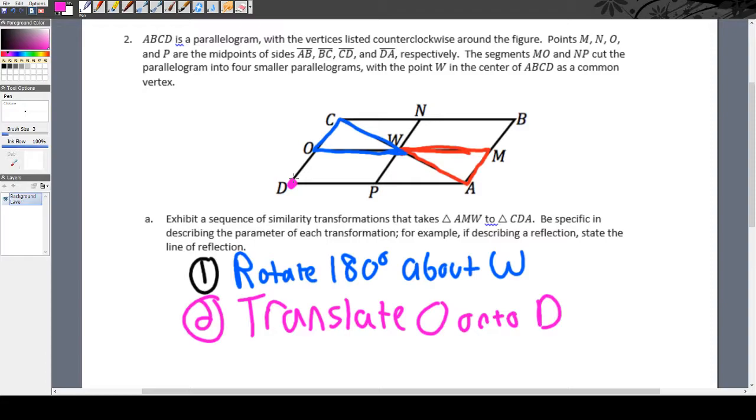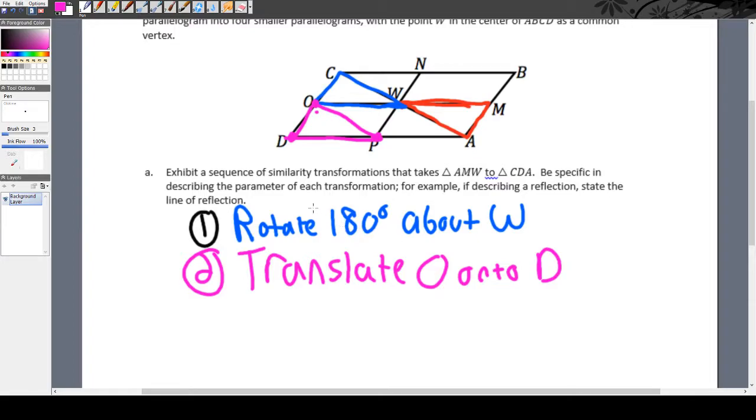And by definition, when we translate one point of the triangle, all the other points are also going to follow. So W is going to go down to P, and C is going to translate somewhere on O, I should say. After that, connect the 3 points, and that's the new location of your triangle. And we're just about there. We want this purple pink triangle to become triangle CDA. CDA is this very, very large triangle here.